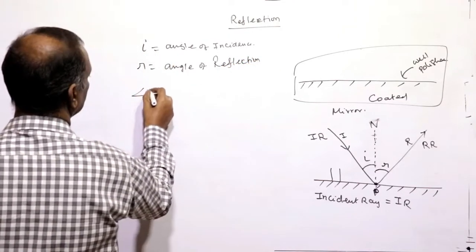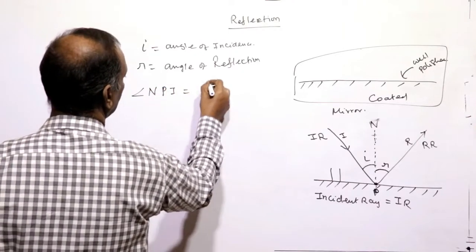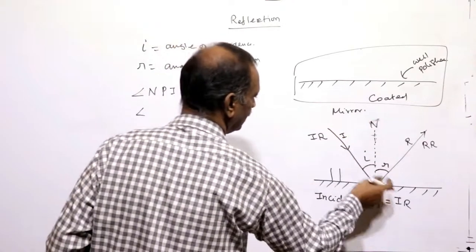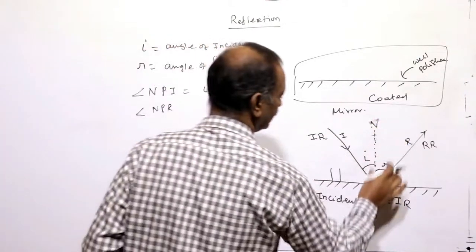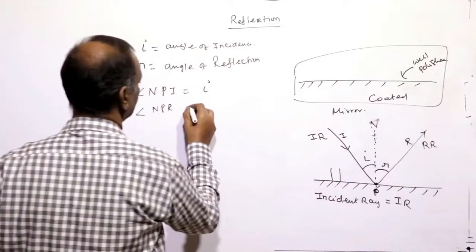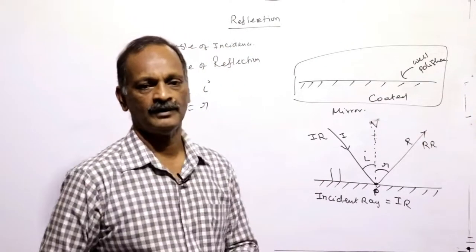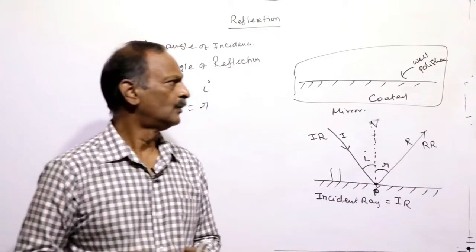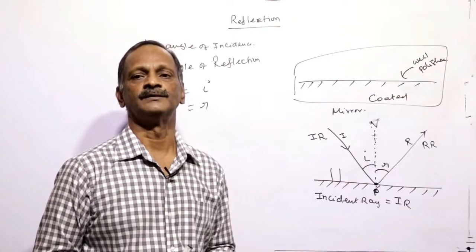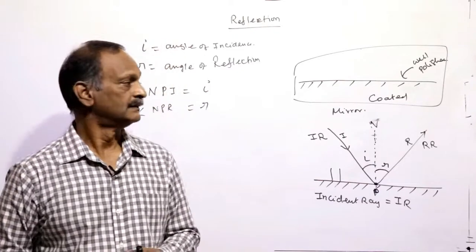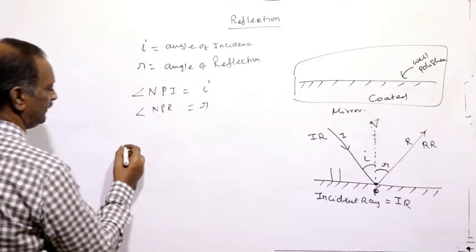So we can say angle NPI is equal to angle NPR, which is the angle of reflection. Okay, now we have got the laws of reflection. What are the laws of reflection? That we will be discussing now.